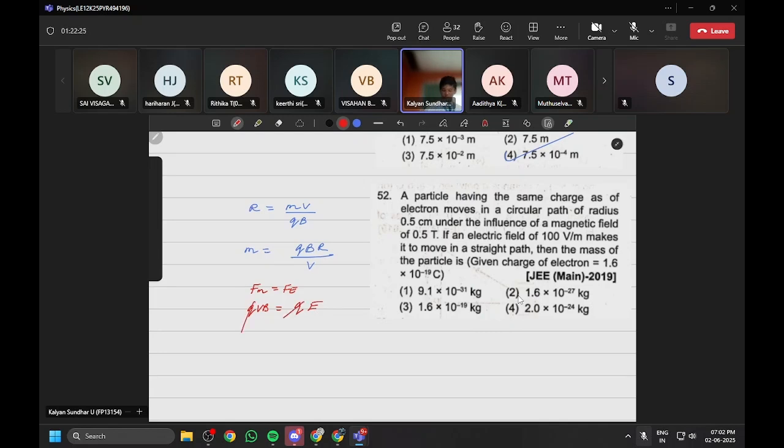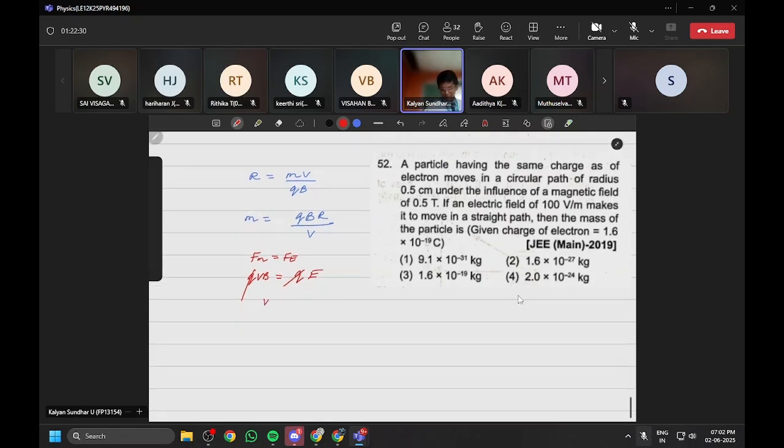q and q will get cancelled out, so you will get v is equal to E divided by B.